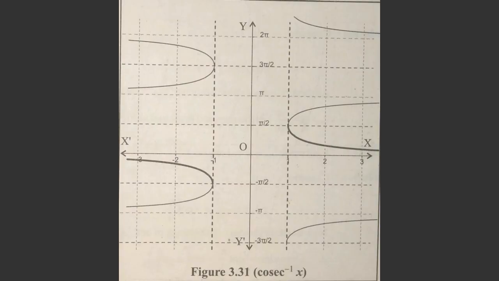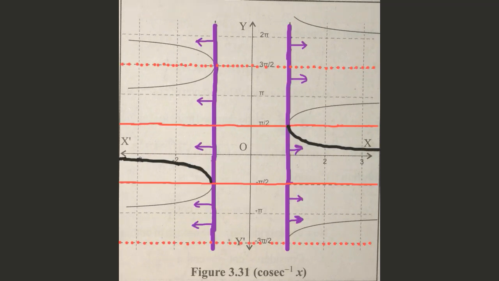Now let us see some observations from the graph of y equal to cosec inverse x. Now observe the graph of y equal to cosec inverse of x. Here the graph of cosec inverse of x is to the right side of violet line x equal to 1 and to the left of violet line x equal to minus 1. So the domain for cosec inverse of x is a set of all real numbers on x-axis except the open interval minus 1 to 1.